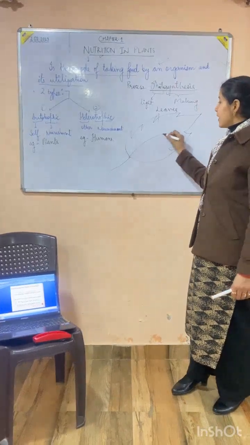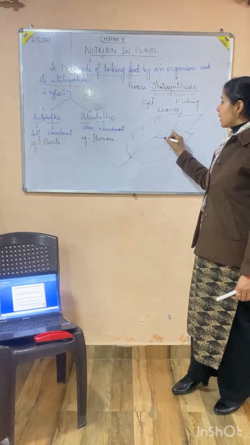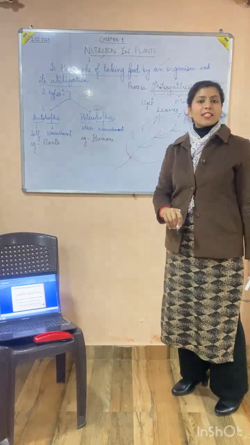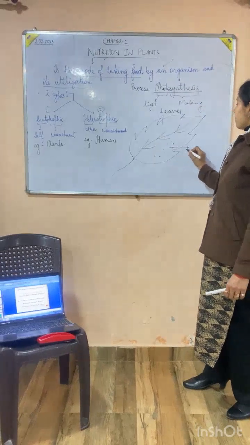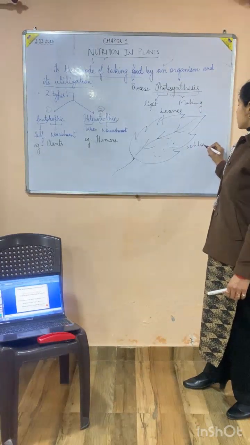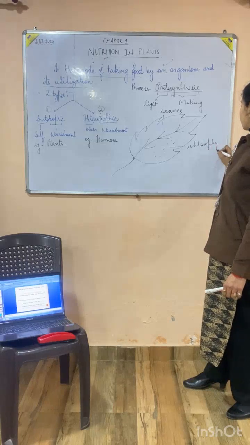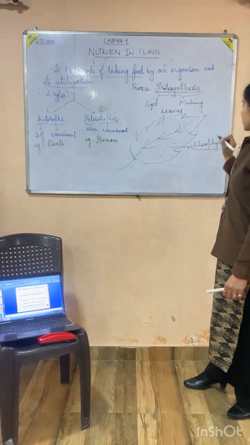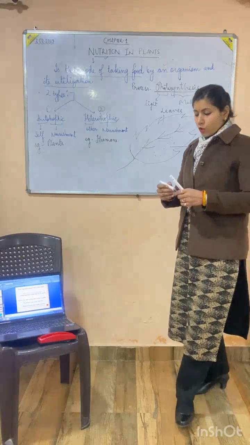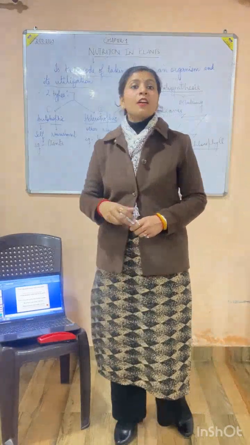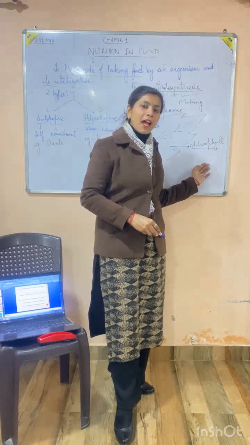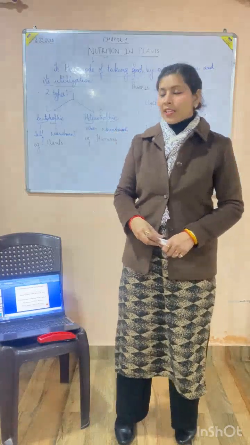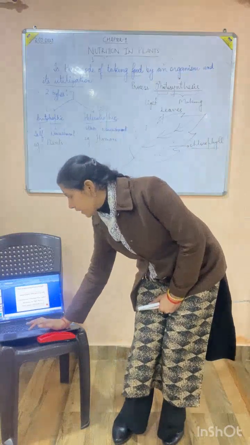These leaves contain a chlorophyll-like pigment that traps solar energy to make their own food. Yes, so the pigment is chlorophyll. So we can say that leaves are the kitchen factories for the plant for their food. Yes. Now come to the next slide.